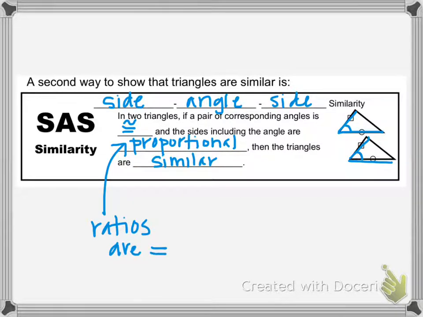It does not mean that the sides are equal. They will not be equal because the shapes are not the same size. But the ratios are equal, so you have to check that. And that's a piece that students forget sometimes. So let's see what this looks like in an example.